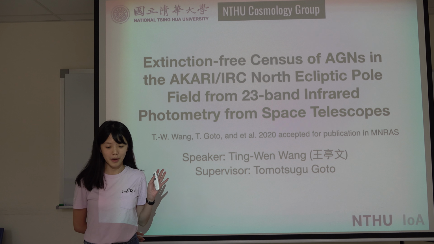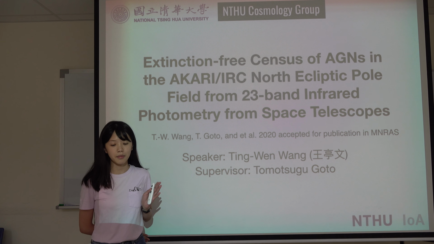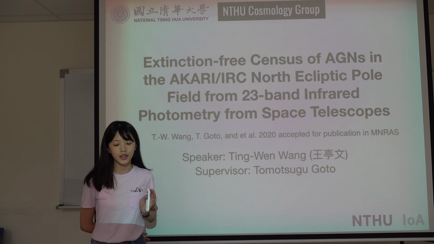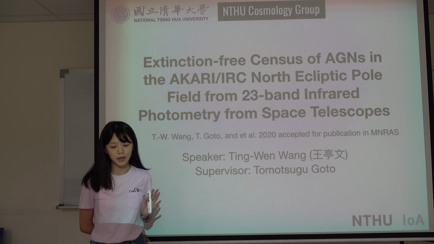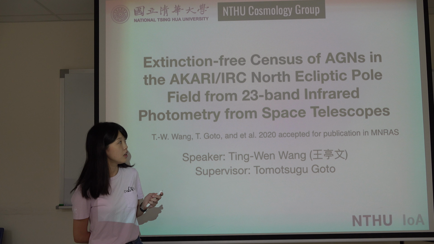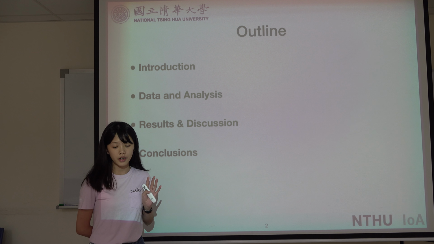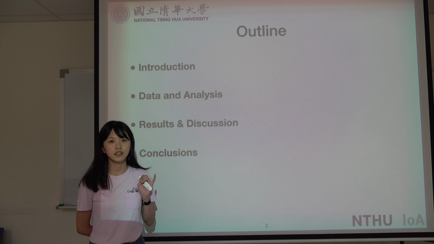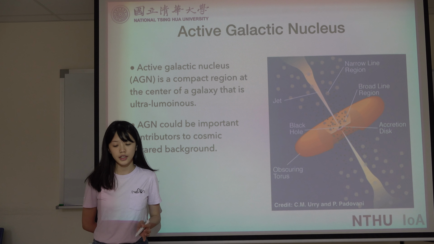present my paper, which was recently accepted by Monthly Notices of the Royal Astronomical Society. My research topic is Extinction-free Census of AGNs in the AKARI IRC North Ecliptic Pole Field from 23-band infrared photometry from space telescopes. My presentation includes 4 parts: introduction, data and analysis, results and discussion, and conclusion. So first, I want to introduce what AGN is.